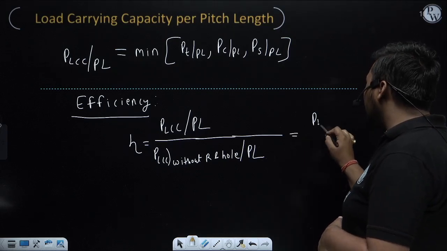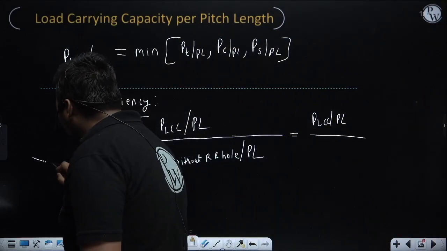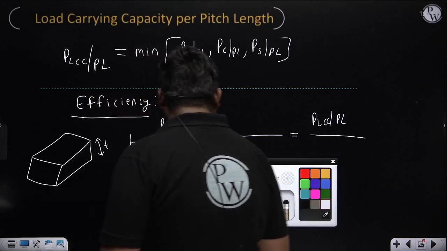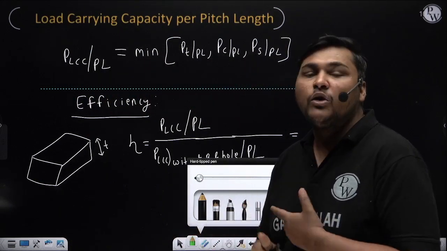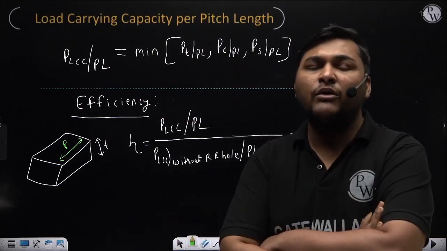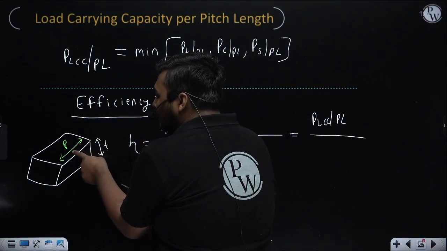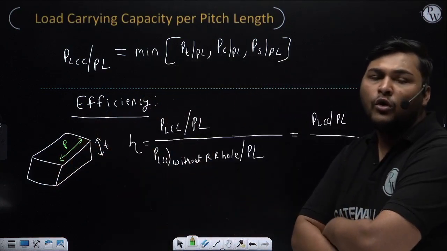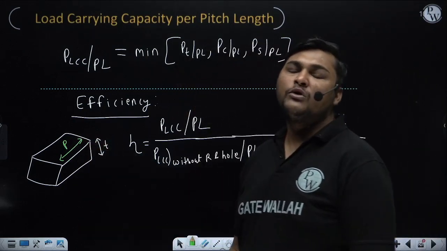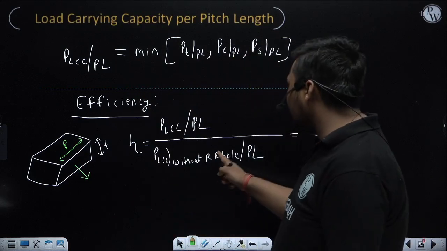How to calculate actual load carrying capacity per pitch length, I have already explained. Now how to calculate load carrying capacity without rivet and without hole? It means we have to take the plate without rivet and hole. The thickness of the plate is T, the width of the plate is W, but we are not calculating total load carrying capacity. We are calculating load carrying capacity per pitch length without rivet and hole. Means instead of taking effective width equal to W, take width equal to the pitch distance, imagining no hole and no rivet, because we are calculating per pitch length. Whatever load carrying capacity comes for this system will be the load carrying capacity without rivet and hole, per pitch length.